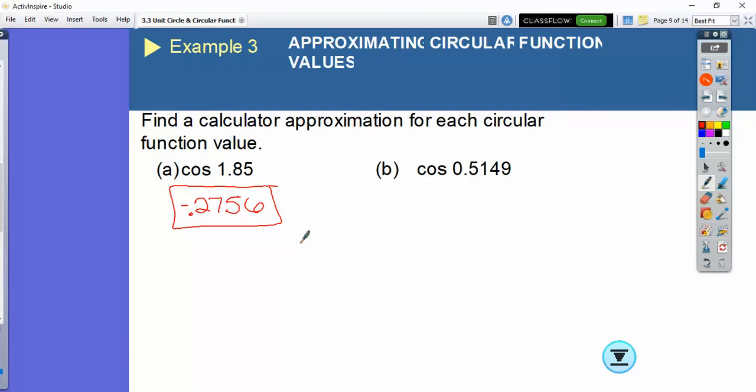So now we have both options. We are going to go back and forth between the different modes. Second one, cosine of 0.5149. And we get 0.8703. So double check, try those on your calculator, make sure you are getting the same answer.